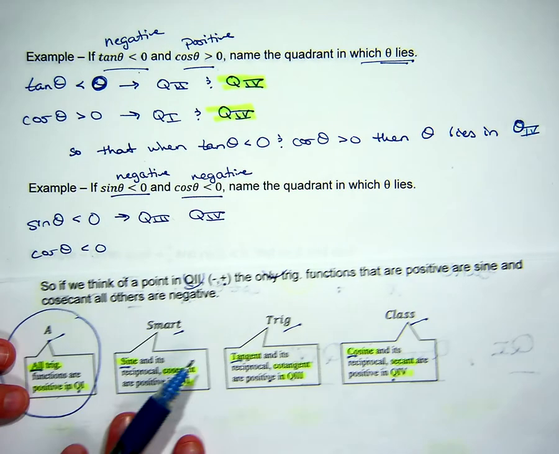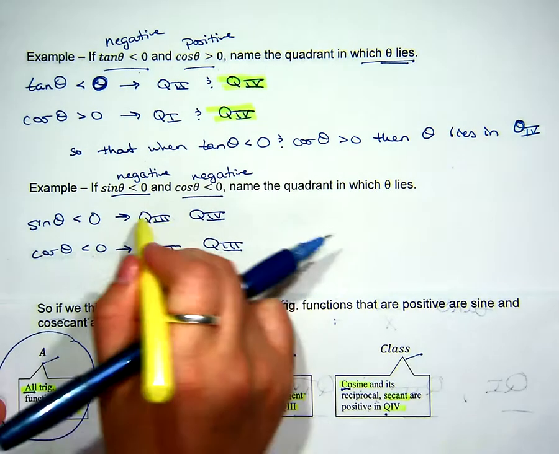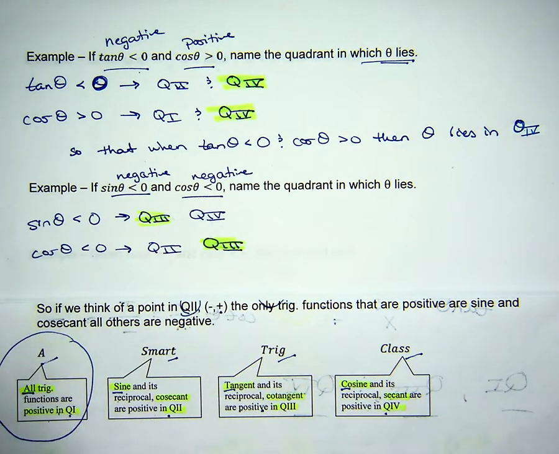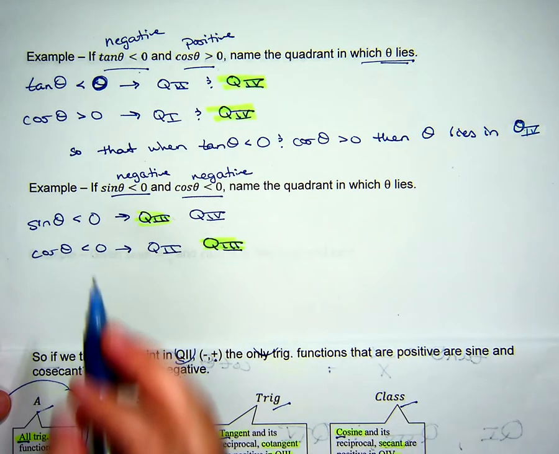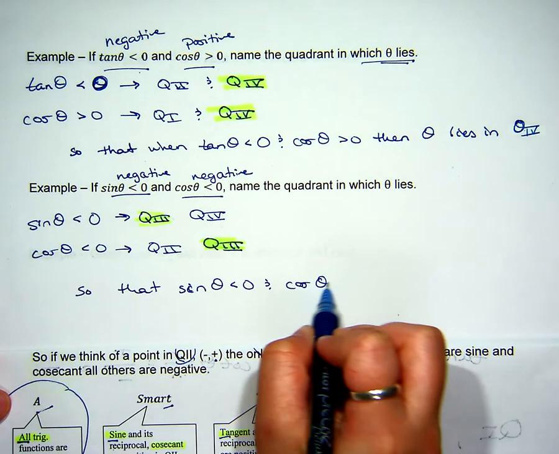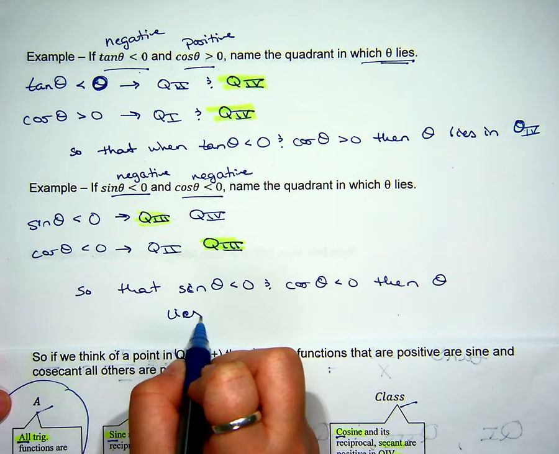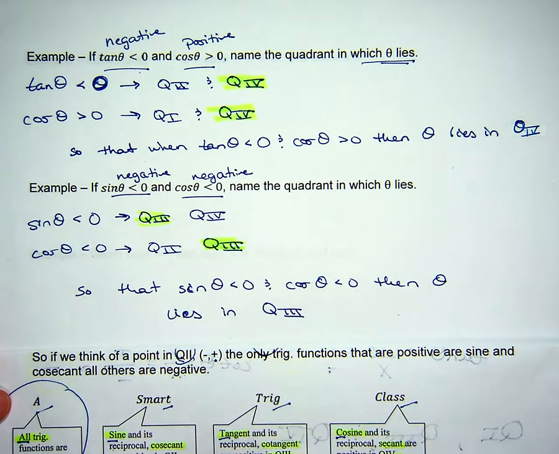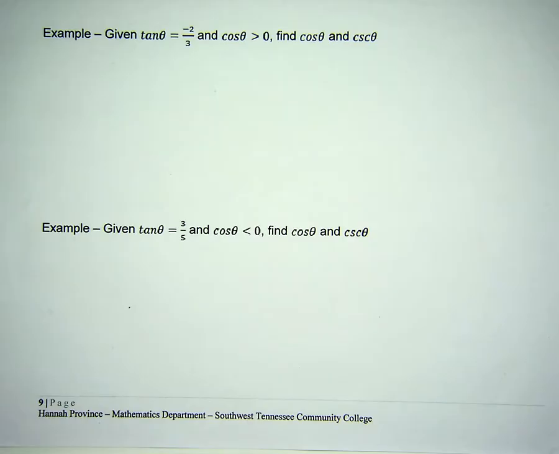Cosine is negative in 2 and 3. What quadrant shows up in both? That means that when sine of theta is less than 0 and cosine of theta is less than 0, then theta lies in quadrant 3. Alright. Let's look next at finding some values here.